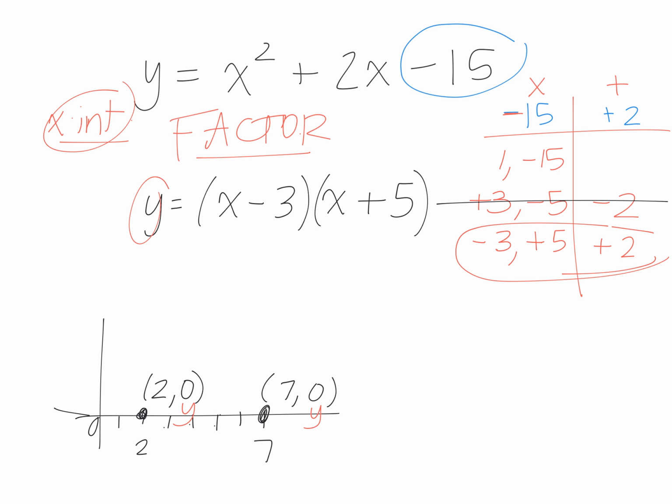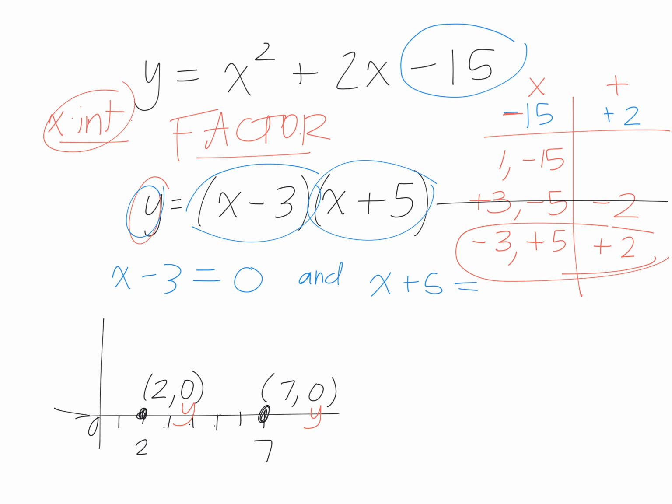So we're trying to find the x-intercepts, okay? So I have x minus 3. I want you to write it out like this. x minus 3 equals 0. I'm going to make y 0. And we have x plus 5 equals 0, we're making y 0. x minus 3 equals 0 and x plus 5 equals 0. Once you find the 2 factors, set them both equal to 0. Can you solve for x now?